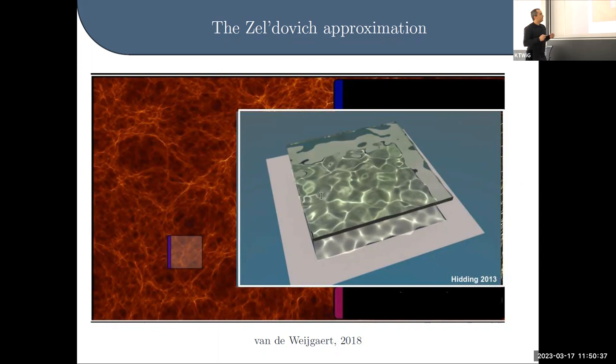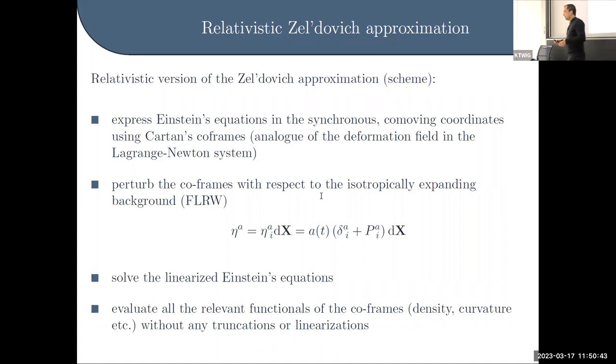So now, without going into details, there is a relativistic version of it, and it's in the spirit of the original Lagrangian perturbation theory and the Zel'dovich idea. So what we will do is we take the Einstein equations, and we want to, again, not have the metric perturbations and the stress energy perturbations. We want to perturb just the one quantity. We have to express them in terms of Cartan coframes, and we perturb this Cartan coframe with respect to the background. And this is the problematic bit, but in the summary, I will give you the recent update on that.